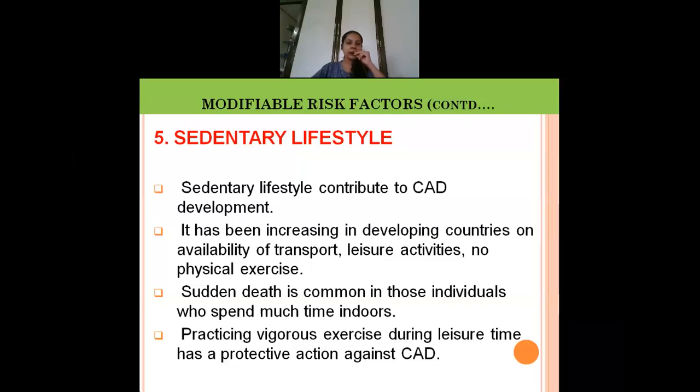Okay, and most of the time it is seen that people who live a sedentary lifestyle, who do not have any sort of exercise in their daily life, such people develop sudden death. Sudden cardiac death is very very common in those individuals, isn't it? Nowadays we have got good transportation facilities, good technology, we spend our leisure time sitting, instead of doing physical exercise. So that is really not good for our heart.